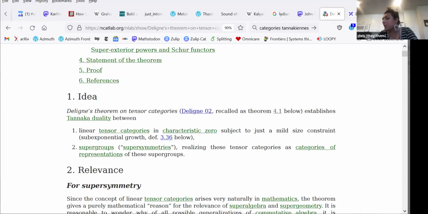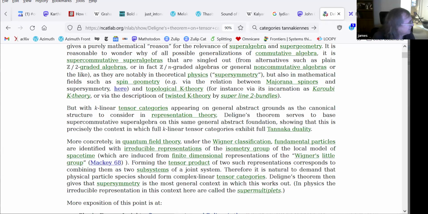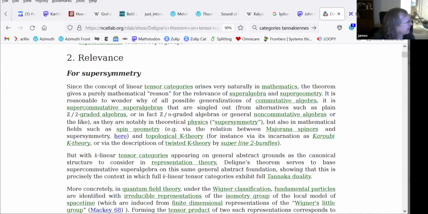And what I'm currently doing, maybe tell me if this is totally naive: every time I hear someone say a super blah, I replace it in my head with a Z mod 2 graded blah. And that's about where my knowledge of super things begins and ends. That's a good first approximation, most people think of it that way, but I'm not sure that's the best way to think of it. It probably isn't.